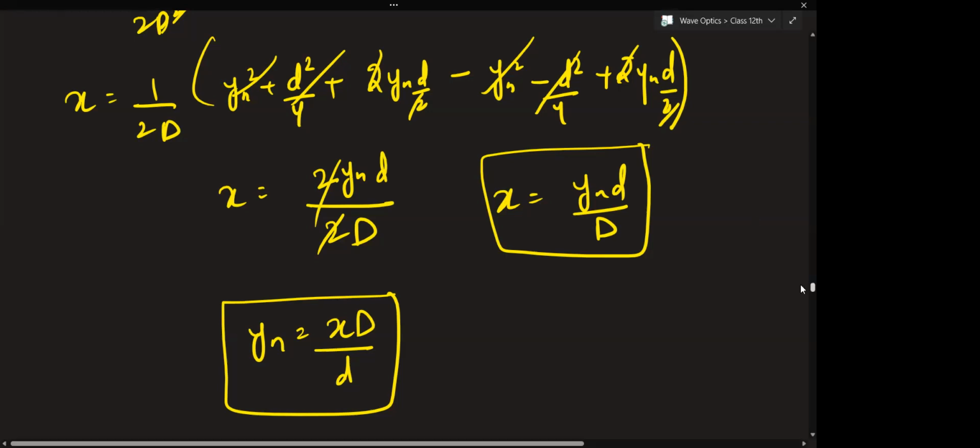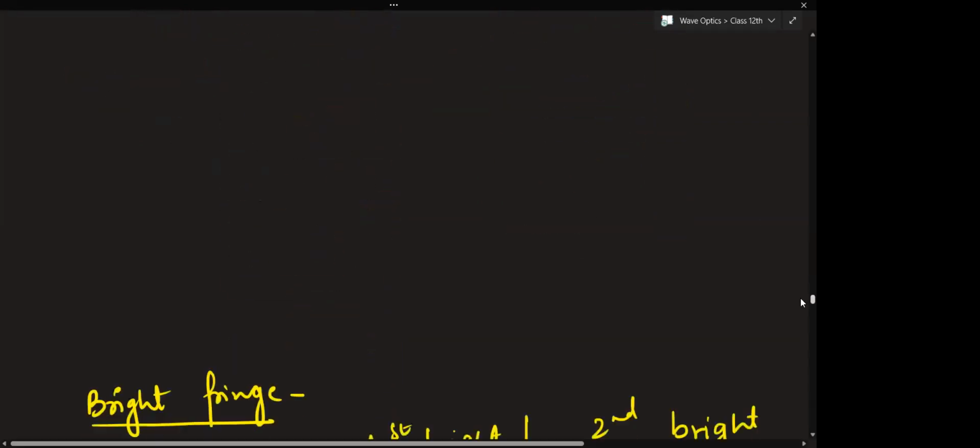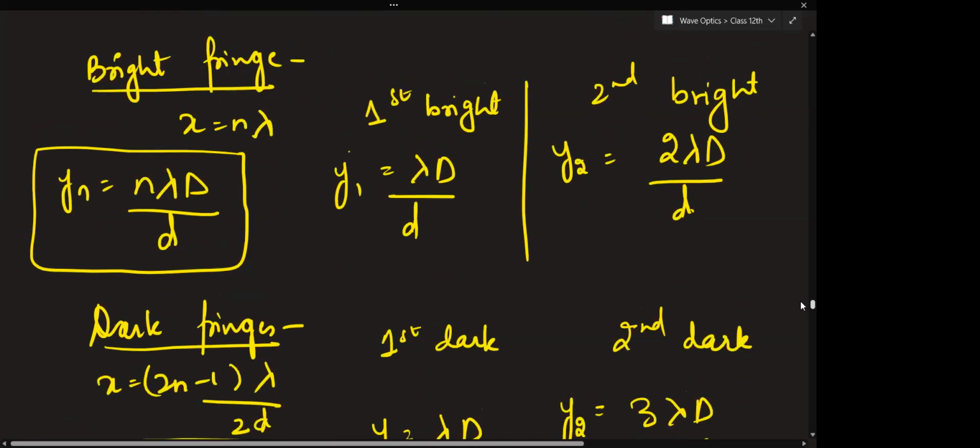See class. Now after this, if we put in the values, let's say this is just an example, bright fringe. For bright fringe, you know, x is n lambda. So yn will be n lambda D by d. You had x capital D by small d, no? So this will be n lambda capital D by small d. If you put in the value for first bright fringe, you will get lambda capital D by small d. Second bright fringe, 2 lambda D by d. Third bright fringe, 3 lambda D by d, and so on.